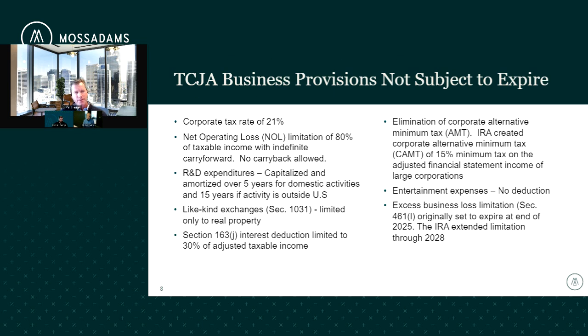Also, part of the TCJA, there were several provisions that were permanent and are not set to expire at the end of the year, one of which was the reduction of the corporate tax rate from 35% to 21%. The NOL limitation is subject to 80% of taxable income going forward, no longer having a carryback of 2 years, but an indefinite carry forward period. R&D expenses are being capitalized and amortized, and Daniel will get into much more detail on that in his presentation.